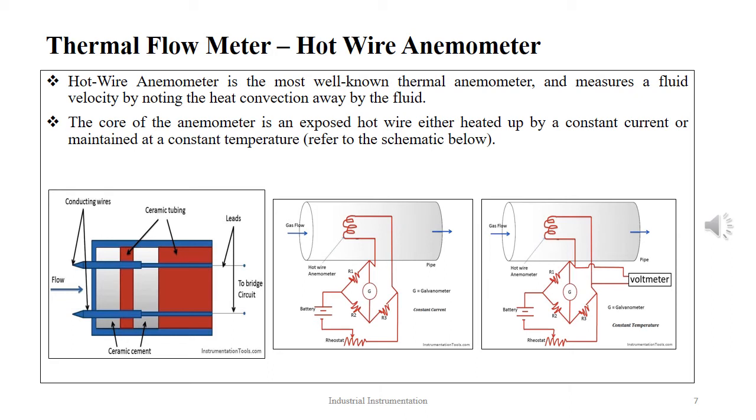The hot wire anemometer is the most well-known thermal anemometer and measures a fluid velocity by noting the heat convection away by the fluid. The core of the anemometer is an exposed hot wire, either heated up by a constant current or maintained at a constant temperature. Both these possibilities are shown in the figure here. In either case, the heat lost to fluid convection is a function of the fluid velocity. By measuring the change in wire temperature under constant current or the current required to maintain a constant wire temperature, the heat loss can be obtained. The heat lost can also be converted into a fluid velocity in accordance to convective theory.